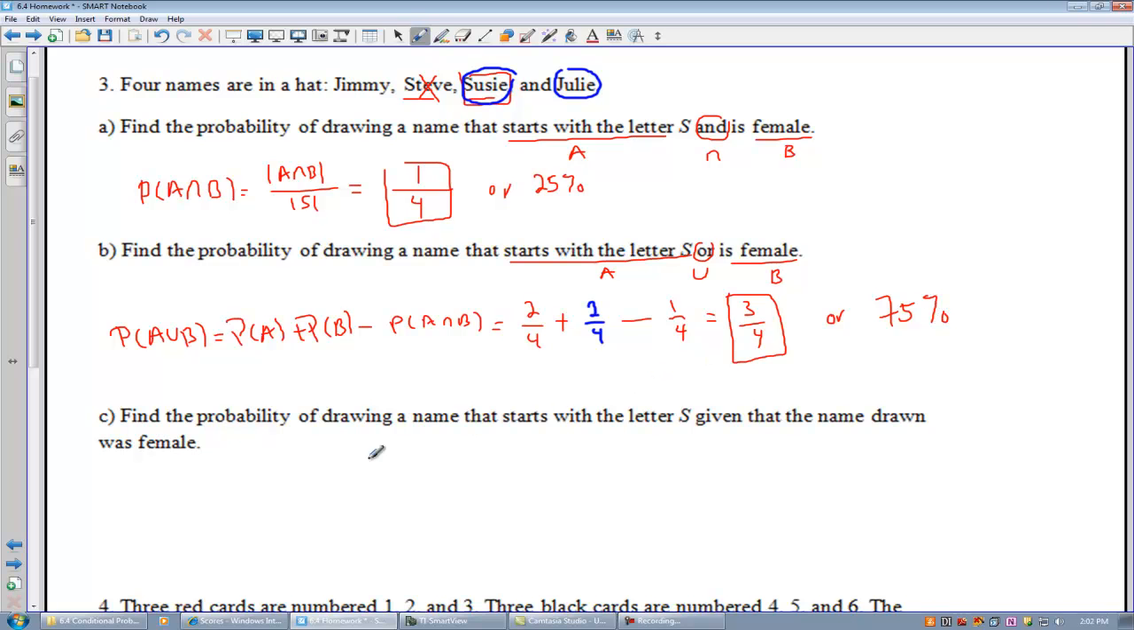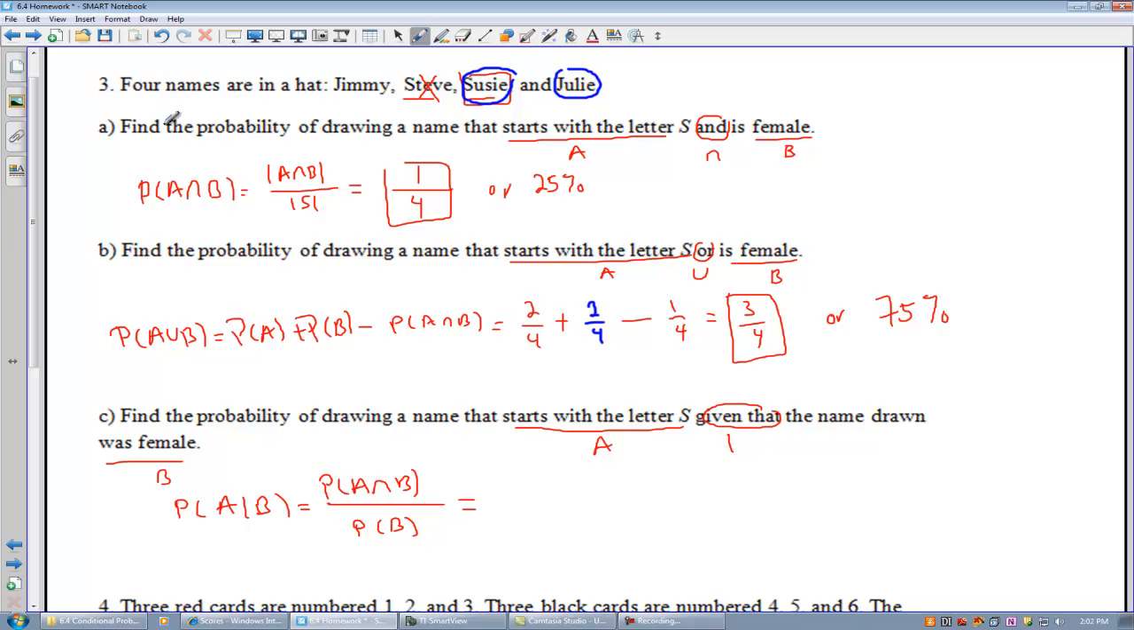All right, let's move on to the final one here, part C, to find the probability of drawing a name that starts with the letter S. So there's my A, given that the name drawn was female. So find the probability of A given B. Again, we can look at the formula: it's the probability of A intersect B divided by the probability of B. And we can fill in these things here.